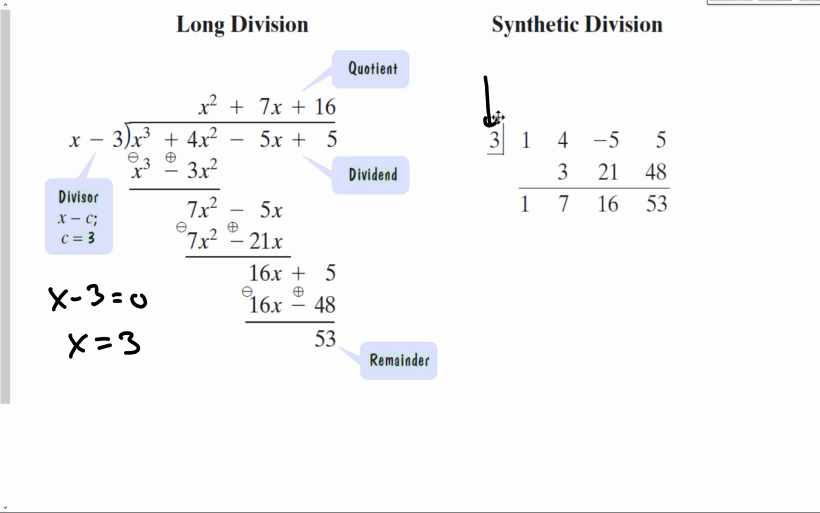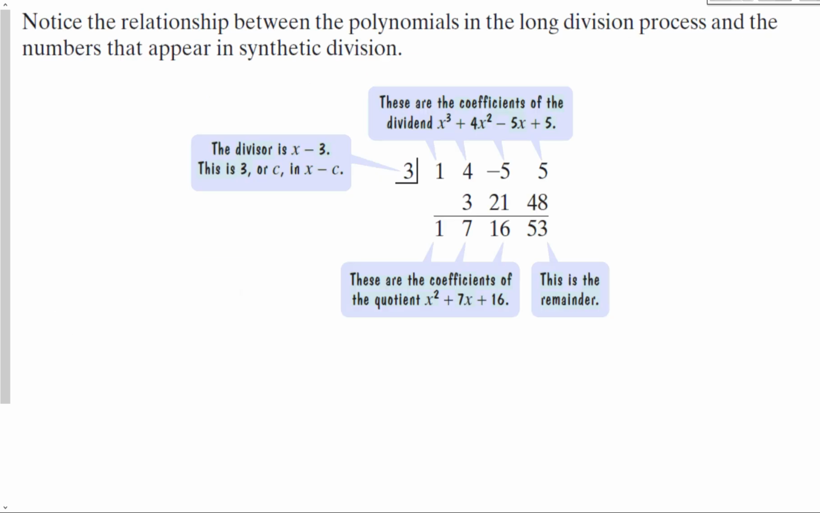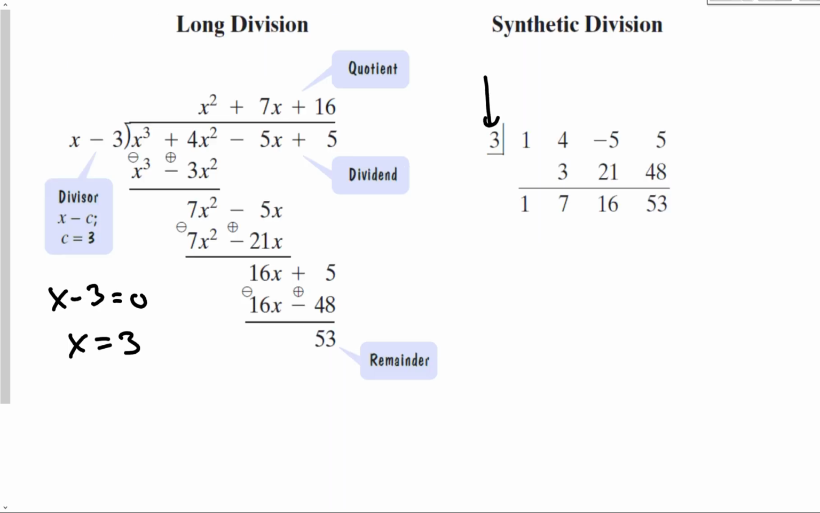Okay. Next, when we look at this, right, notice that the coefficients of the polynomial go 1, 4, negative 5, positive 5. The divisor, right, we already said is going to be 3. And then this happens to be the coefficients of the quotient. Look, 1, 7, 16. 1, 4, negative 5, 5.